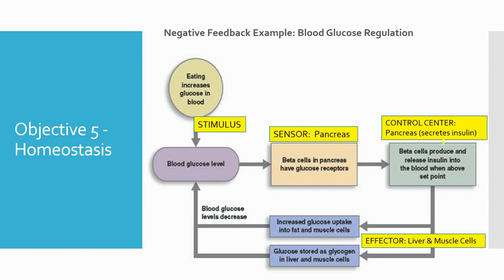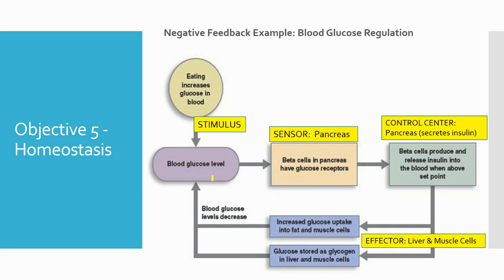Once again, we have the control center, and that's going to recognize that we're moving away from those steady conditions. And that's going to trigger the effector, which in this case is going to affect the liver and the muscle cells. And so when the blood glucose goes up, your pancreas gets the message that it needs to release insulin. Once the insulin is released, it's going to trigger glucose to be removed from the blood and into fat and muscle. And it's also going to trigger glucose to be stored in the liver. And so that's going to lead to a decrease in blood glucose.